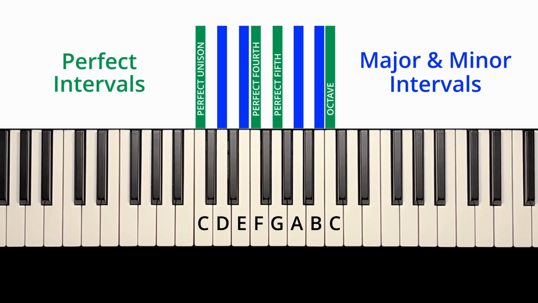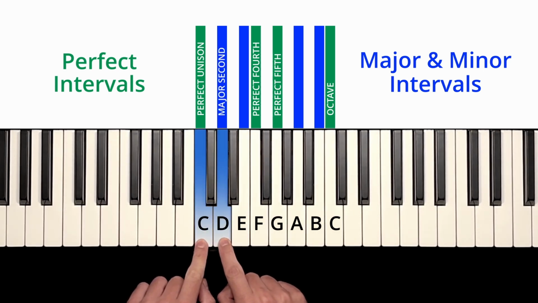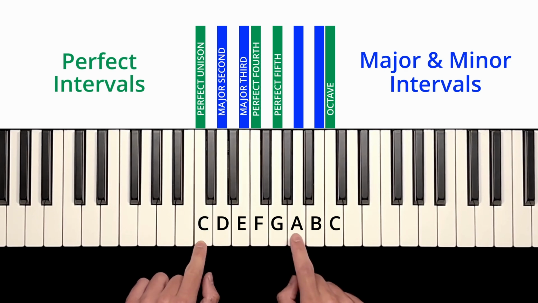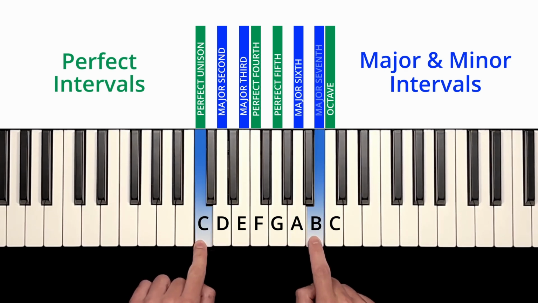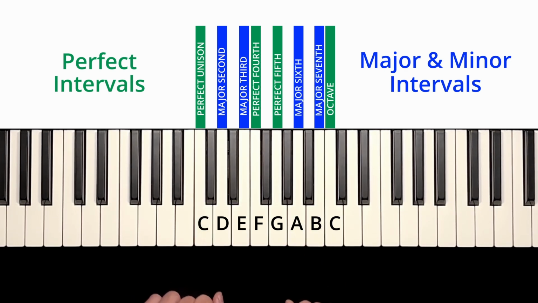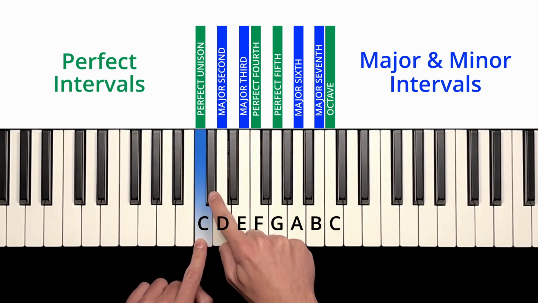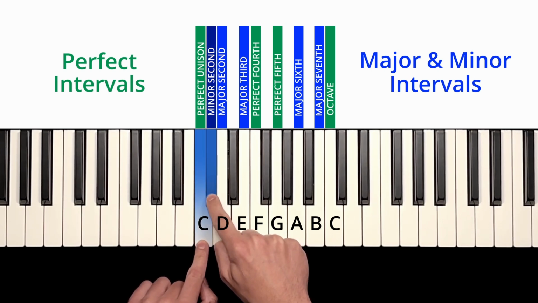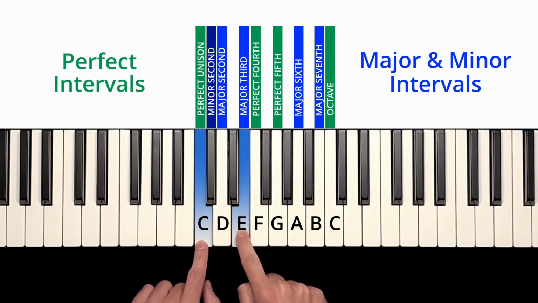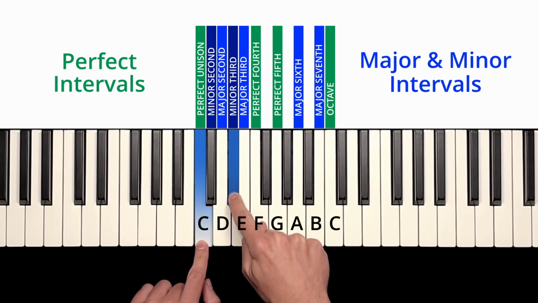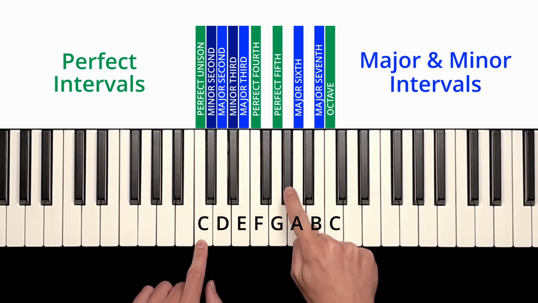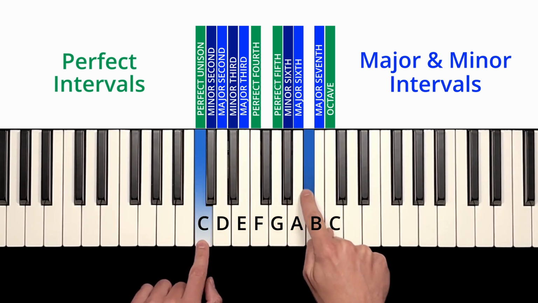So here we have a major second, major third, major sixth, and major 7th. The minor intervals are each one semitone smaller than their major siblings, so this is how we get to the black keys. The black key, a semitone below the major 2nd, is the minor 2nd. Below the major 3rd, we have the minor 3rd. The same is true for the minor 6th and the minor 7th.